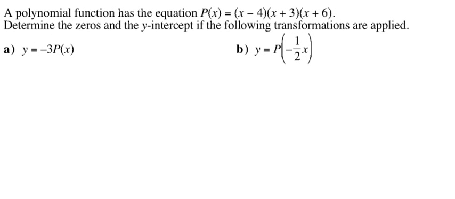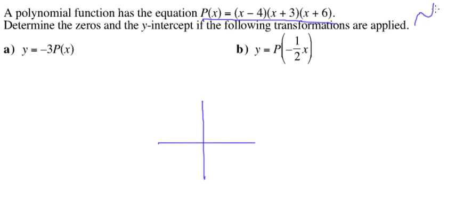A polynomial function has the equation given. Determine the zeros and y-intercept if the following transformations are applied. Well, before the transformations are applied, let's see what this polynomial looks like by itself. 1, 2, 3 x's, it's cubic. It has a positive leading coefficient, so it should have a shape that goes like this.